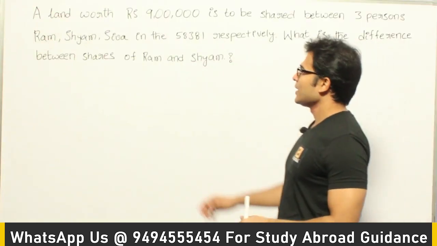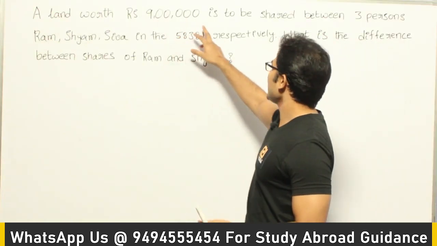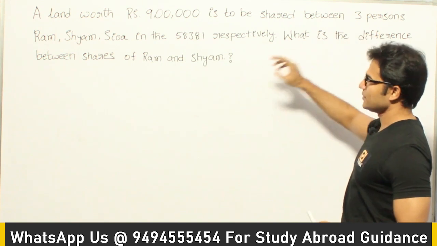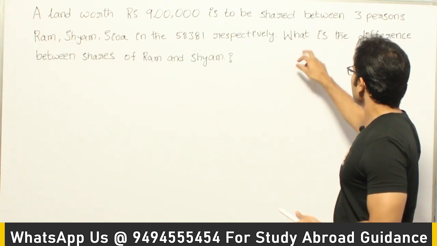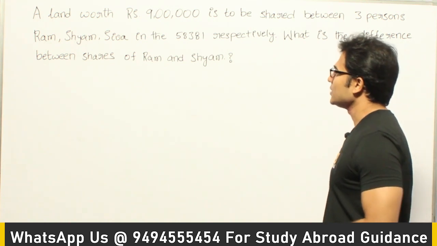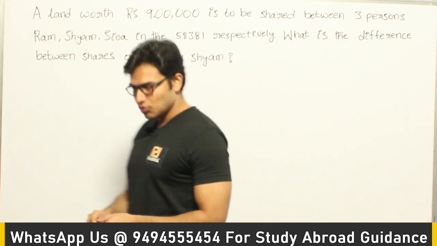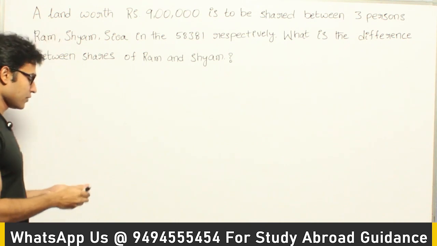Now let's see this problem. A land worth rupees 9 lakhs is to be shared between 3 persons, Ram, Shyam and Shiva, in 5:3:1 respectively. Then what is the difference between the shares of Ram and Shyam? So there are two ways of solving it. I'll just show you both of them.